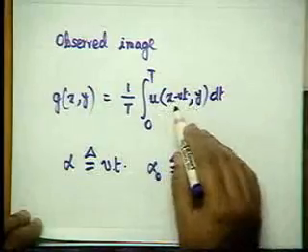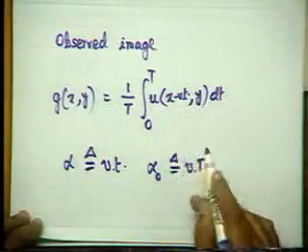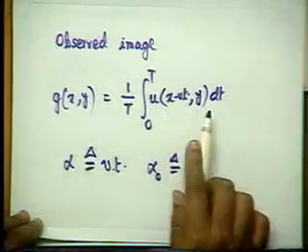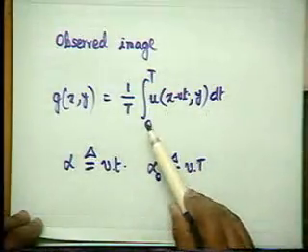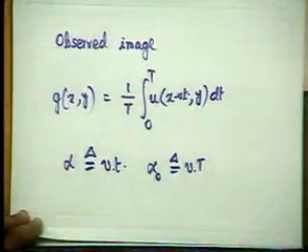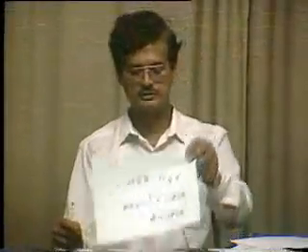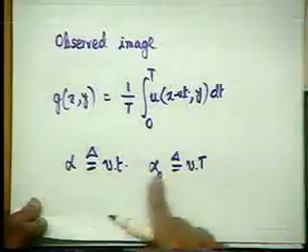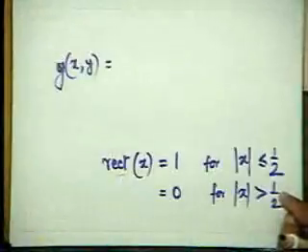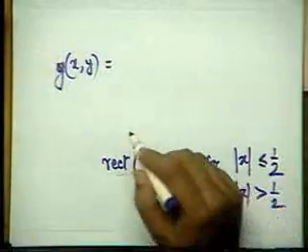And if we incorporate the definition of the rectangular function for this u of x minus vt, very simply, we'd like to introduce it because the limits of integration are from 0 to capital T. But if we model it in terms of a rectangular function, then we can change the limits from minus infinity to plus infinity and describe this by the rectangular function. By making all these variable substitutions, alpha equal to vt and alpha 0 equal to v times capital T, what results is as follows.